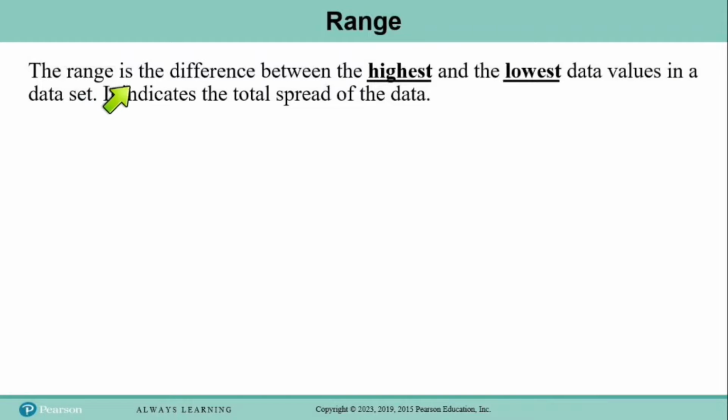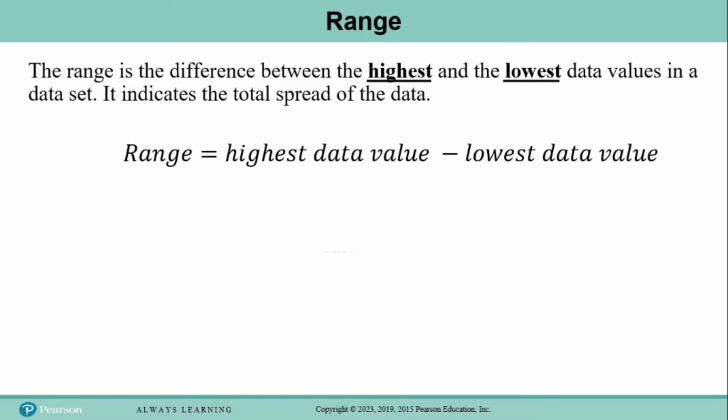So the range is just the difference between the highest and the lowest data values in a data set. So it indicates the total spread of the data. And since it's just the difference between two values, it's very easy to calculate. We really don't even need a formula if we understand what range is. Range is the highest data value minus the lowest data value. And that is its biggest advantage. The reason we even talk about it at all is that it is so easy to calculate. And it does give us some small idea of the spread of the data.